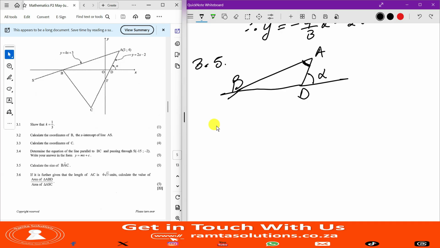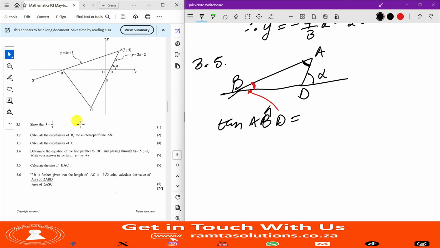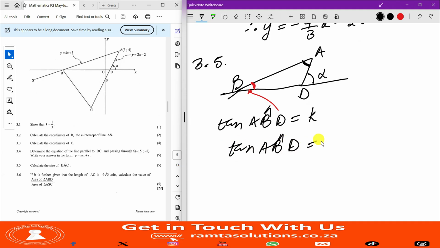ABD. So I'm going to say tan angle ABD. This is ABD. So I'm looking for its angle of inclination. What is it? It is equal to its gradient. What is its gradient? Its gradient was k. Remember, guys? Perfect. So we will say tan angle ABD is equal to 1 over 3.